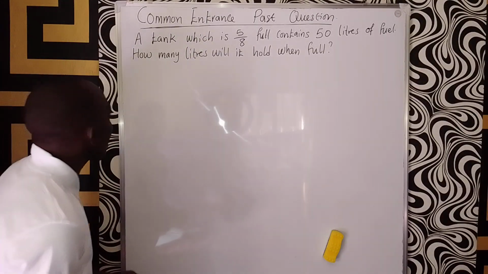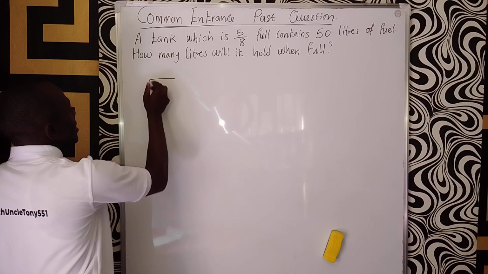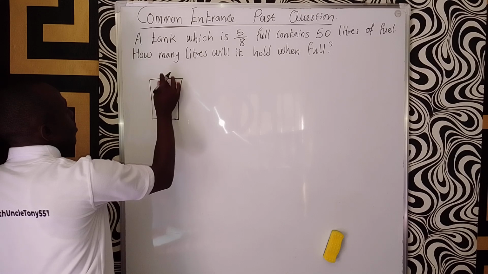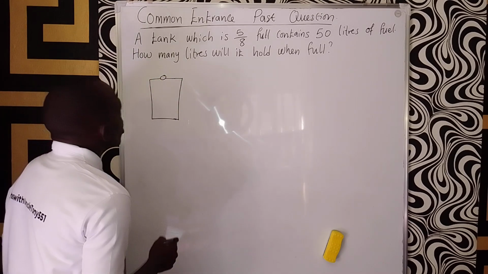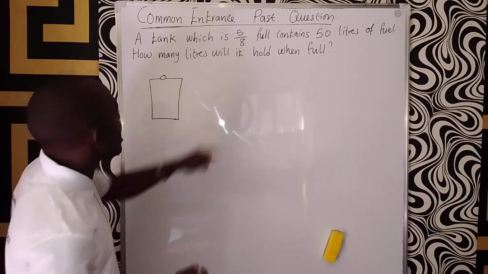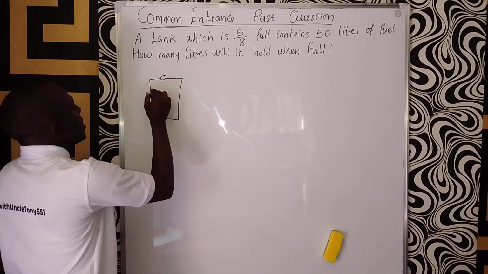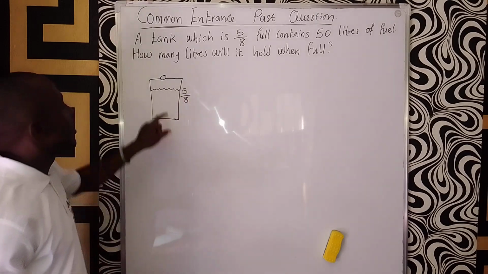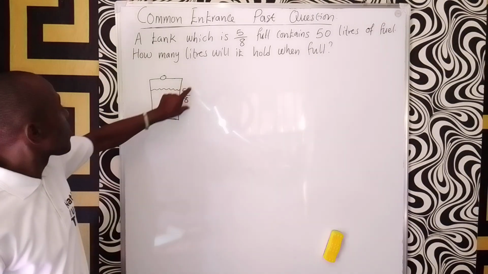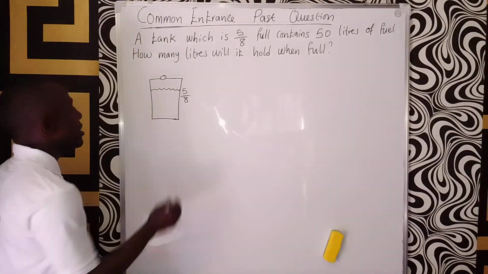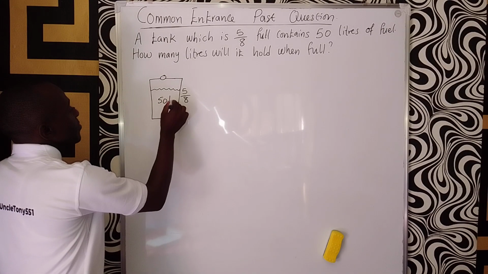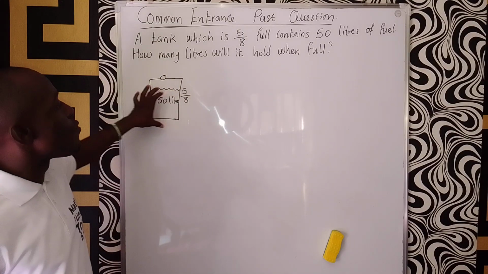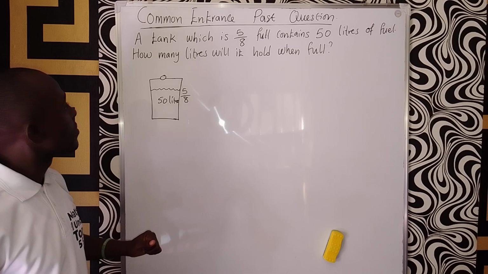So which means a tank, let's just imagine that this is a tank, maybe that has an opening, contains 50 liters, that is 5/8 full. Let's just imagine that this is the 5/8, the fraction of it. 5/8, because it's not completely full, contains 50 liters. That's what the question is saying. So this tank that is 5/8 full contains 50 liters of fuel.